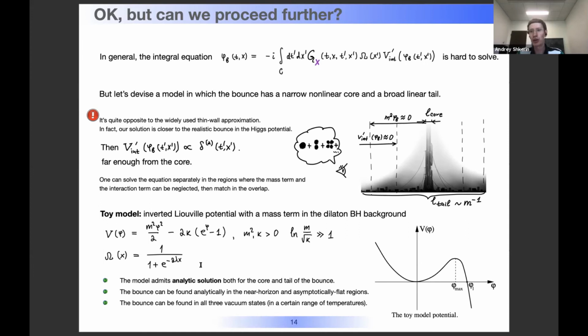The advantage of this model is that we can actually find all tunneling solutions analytically. Because if we neglect the mass term here, then this part of the potential gives rise to the Liouville equation, which admits a general solution. And if we neglect nonlinearity, then we can actually compute analytically all Green's functions in this background, both in the near horizon region and in the asymptotically flat region. And we can do this for all three vacuum states. And again, this is a schematic picture of the potential.